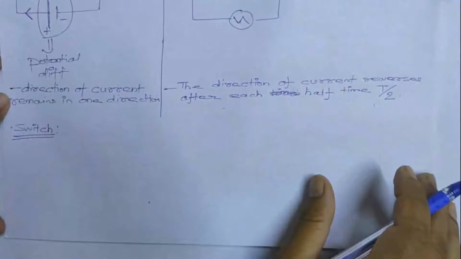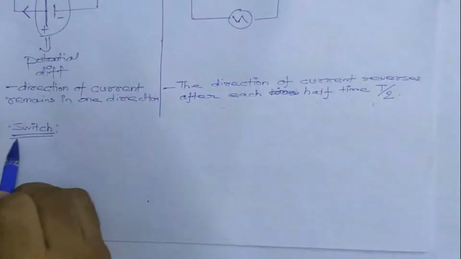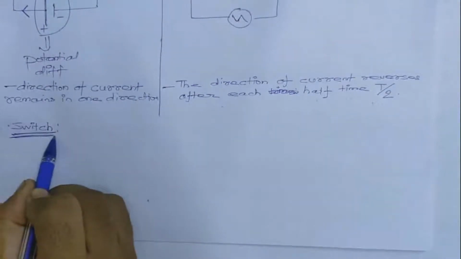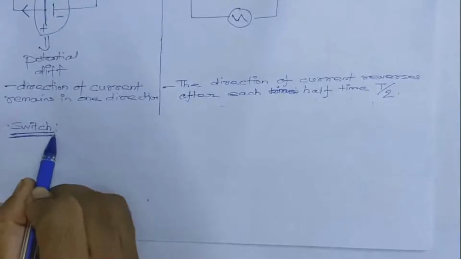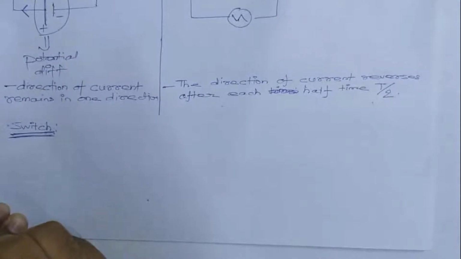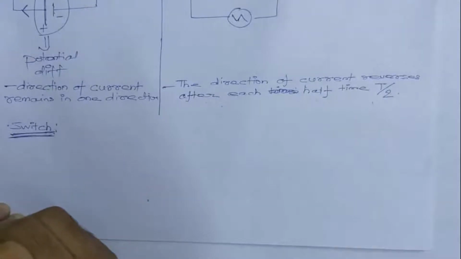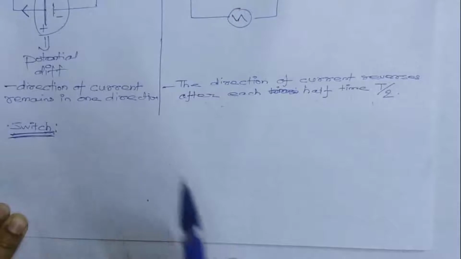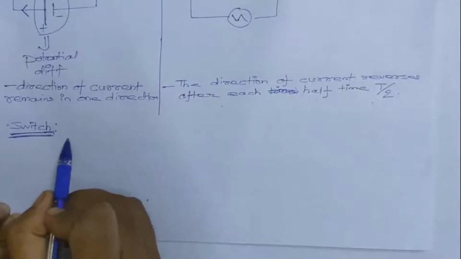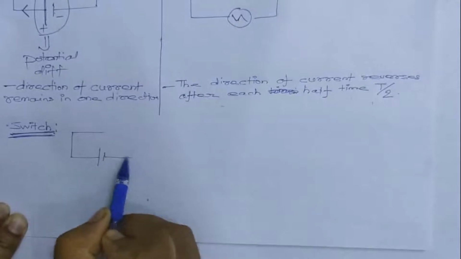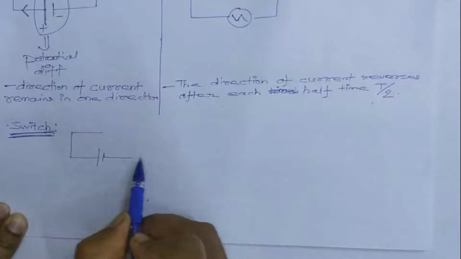Now the next thing which we're going to talk about is what is a switch. We must have observed in our houses that we have a switch for the bulb, a switch for the tube light, a switch for the fan, a switch for the television. So what is a switch? Let us try to understand it. This is a conventional current. I am going to take it.